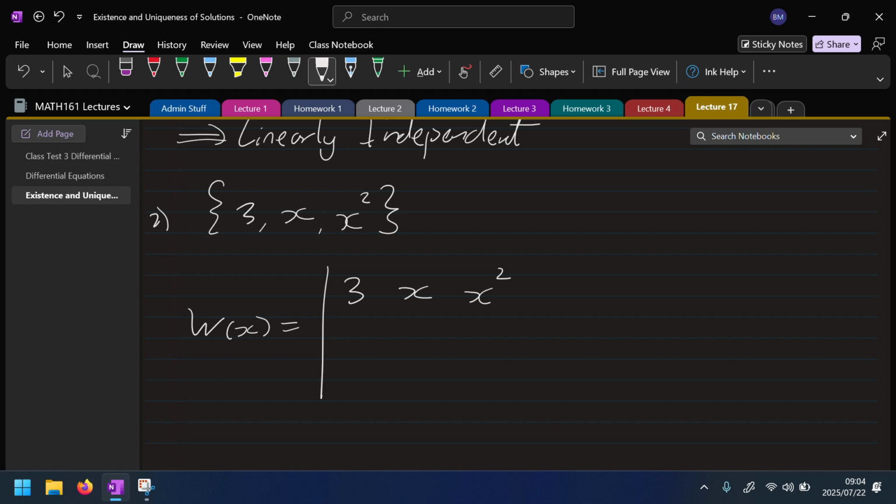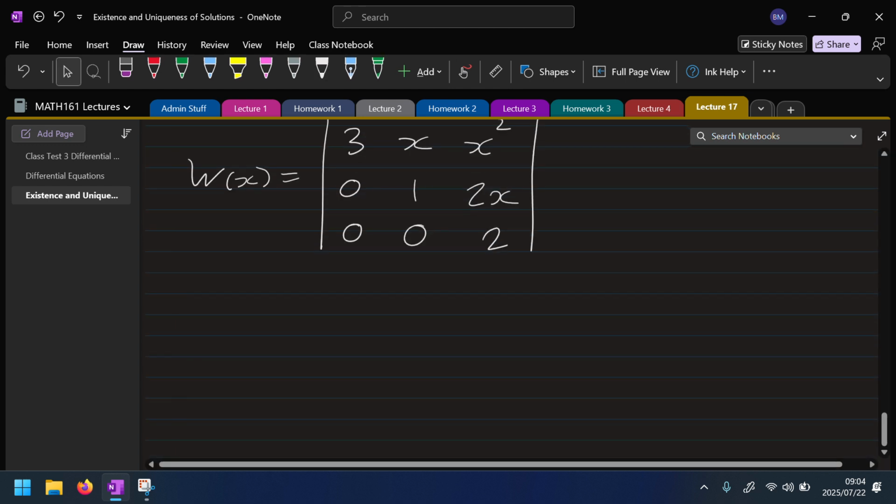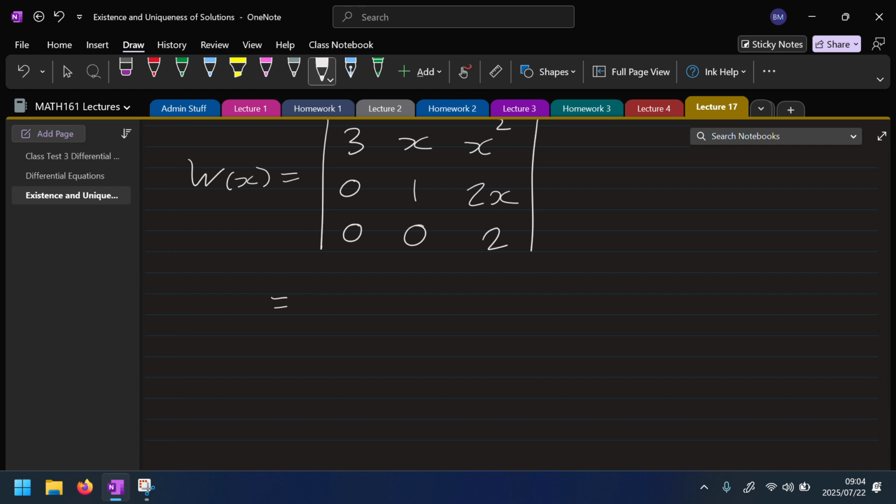Okay, next row, we need to take the derivative. So that will be 0, 1, and 2x. And then the next row, we do the derivative again. So that will be 0, 0, and 2. Okay, so here we have a 3 by 3 determinant. So you know how to do that. You will not be tested on 4 by 4. Okay, that's just too much work. It's a waste of time. If you can do 3 by 3, that's good enough. Okay, maybe the homework problem will be 4 by 4, but actually in a test, you will not get that.